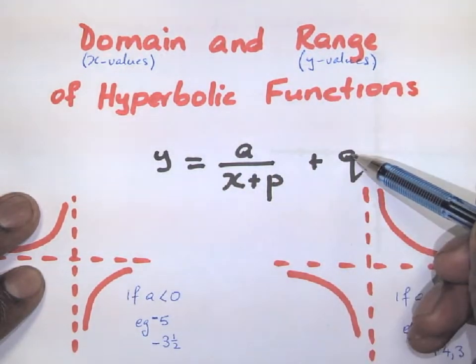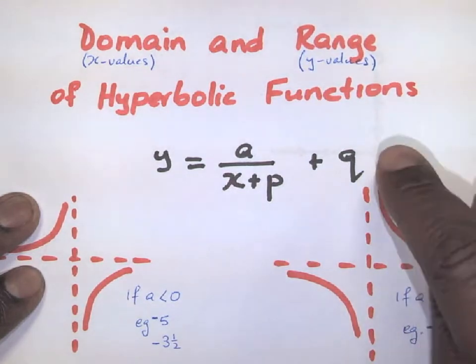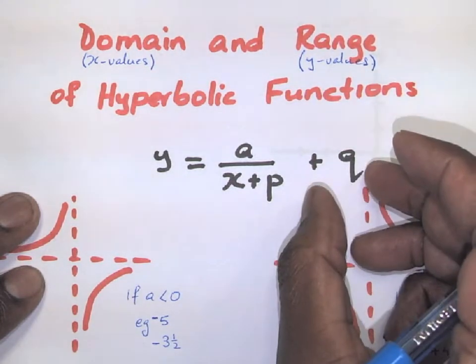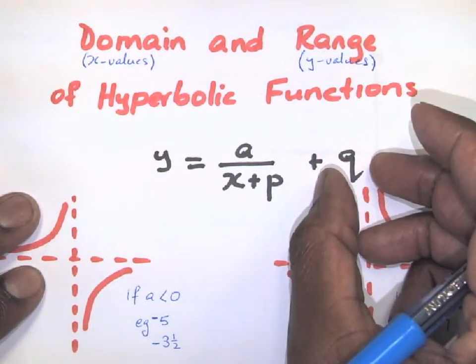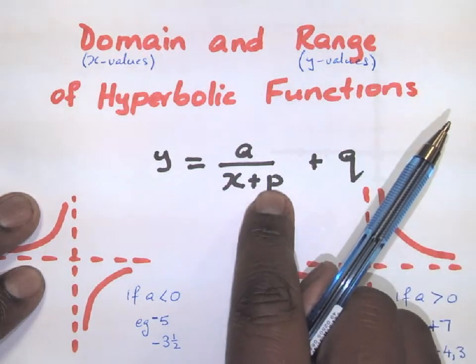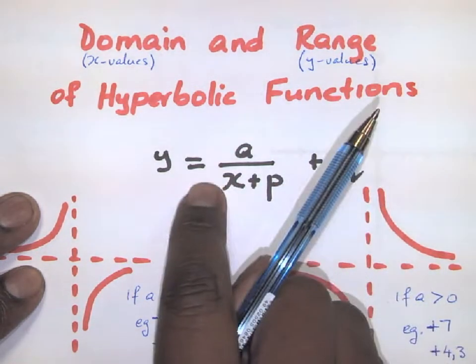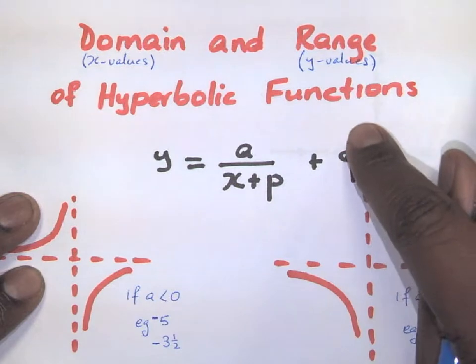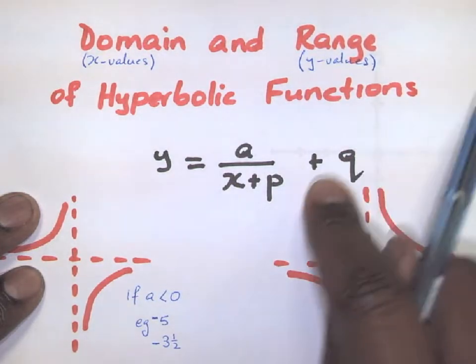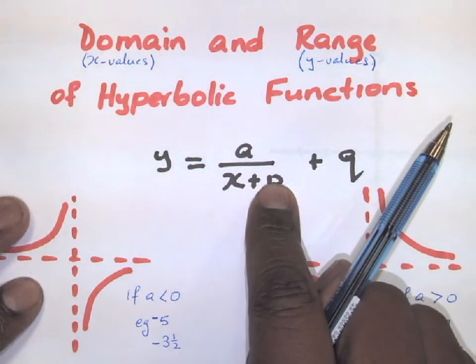are constants, meaning numbers. Remember that q is about the graph going up or down, which therefore means p will be about the graph going left or right. So that would be for the vertical shift and that would be for horizontal shift.